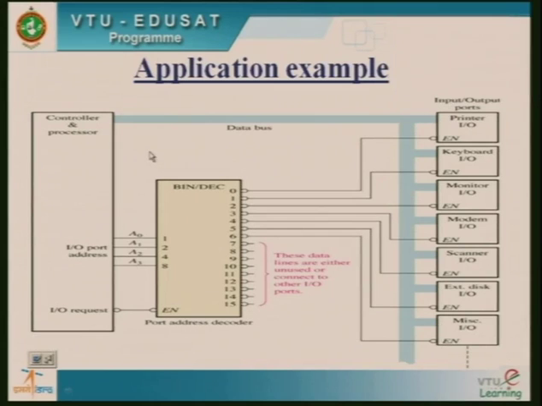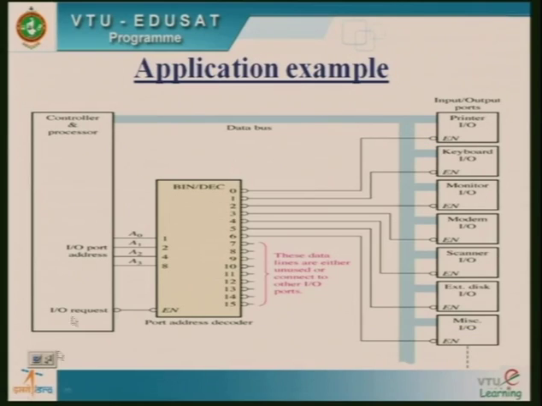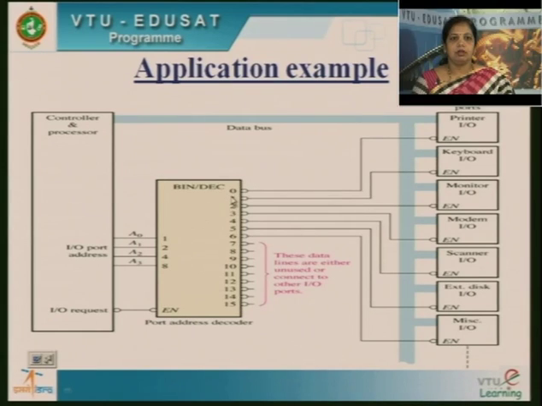Let us discuss one of the application examples using decoder. You can see here, I have taken this one example. Let me give you the live applications where exactly this decoder is used. This is a decoder with 4 inputs, A0, A1, A2 and A3. We have 16 combinations of output.